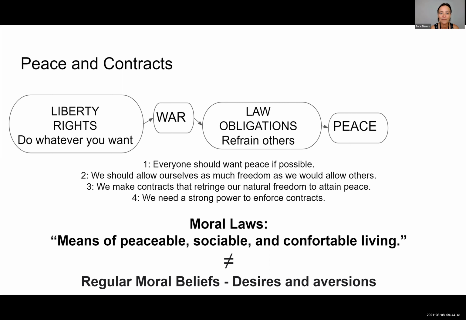So there are these different steps. Everyone wants peace if possible. So we're willing to limit our freedoms and other people's freedoms to achieve this peace. And he says we should allow ourselves as much freedom as we would allow to others, right? He talks about that here, like the Bible thing, do to others as you would have done unto you, that golden rule. So that's the second step. And then we make contracts to restrain our natural freedom in a way that achieves peace.